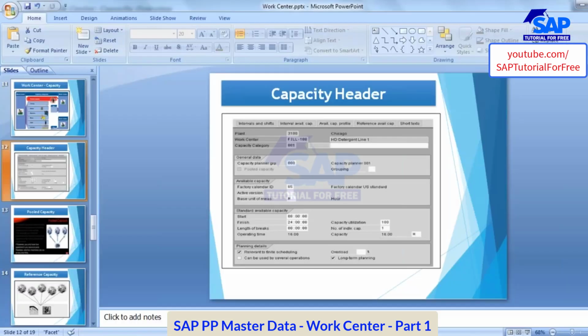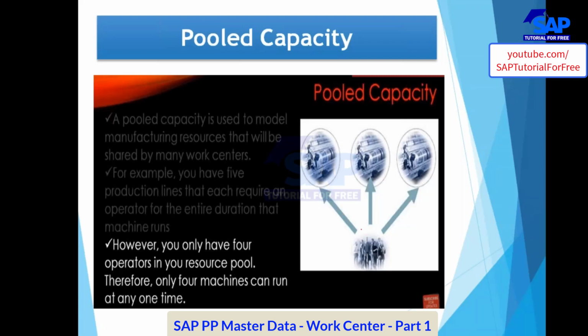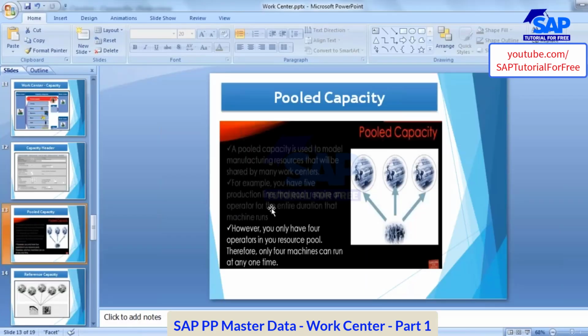Okay, now the next one we'll be discussing is pooled capacity. So what is this pooled capacity? Pooled capacity means sometimes same capacity will be shared by different work centers. Let's say in your company one labor is there, one employee is there. He handles 3 machines at same time. So that time this capacity, this labor will become a pooled capacity. Okay, so you are pooling it. The same capacity will be used by different work centers. So that time you create a pooled capacity.